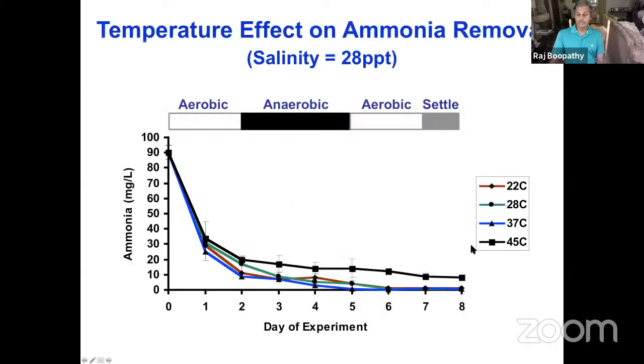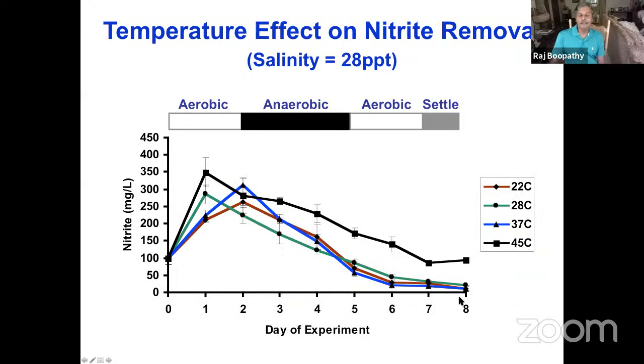And just to show different temperatures when you operate the reactor, most of the temperatures worked well. This is the aerobic, anaerobic, aerobic, settle sequence. And the high temperature, 45 degrees, didn't work. It removed ammonia, but it didn't go all the way down, the way we wanted. But 45 degrees is extreme, we just put it in there for global warming, so it could reach 45 degrees some days.